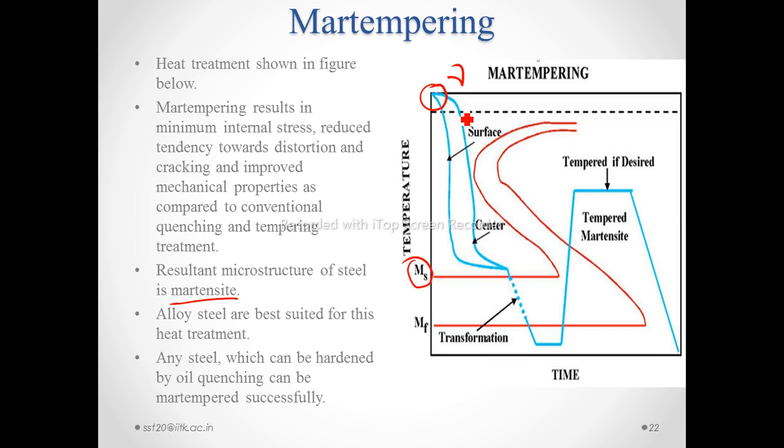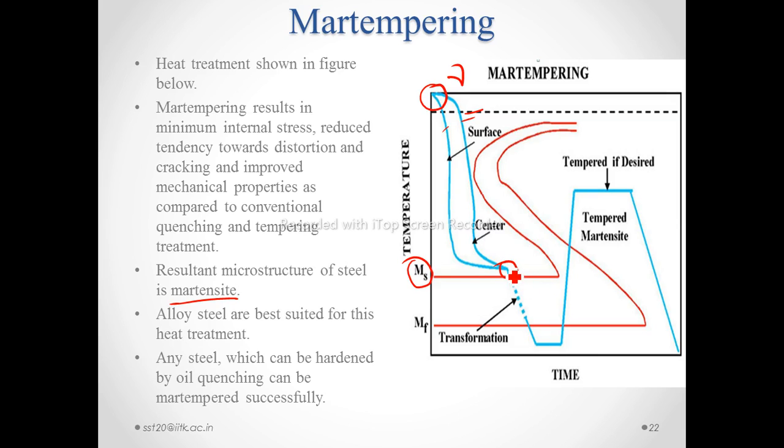We are cooling with two different curves. This one is for the surface and this one is for the center. The surface has a higher cooling rate as compared to the center. Sorry, the center has a lower cooling rate. So we have to cool up to just above the martensitic start temperature.